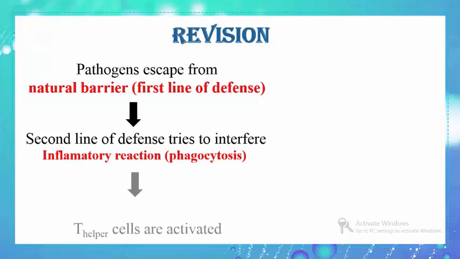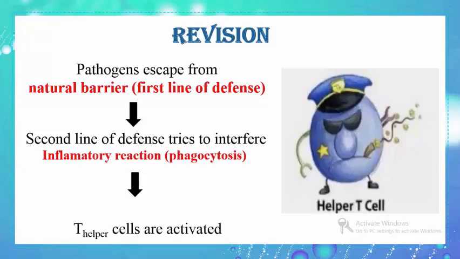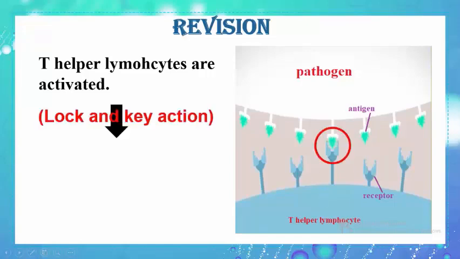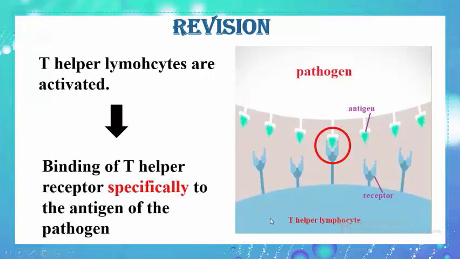That's why the third line of defense, meaning the second line of immune response, intervenes where T helper cells are activated. Each T helper lymphocyte recognizes specifically one kind of pathogen, because each T cell receptor fits with its complementary antigen like a key and a lock. So we must have complementarity between the T cell receptor and the antigen in order to fit together.